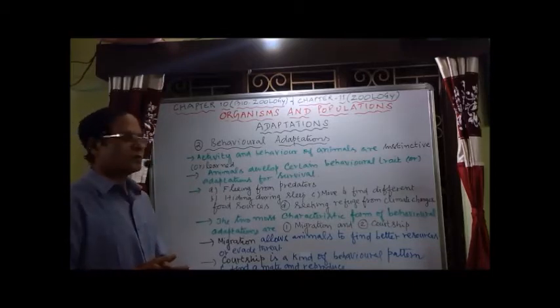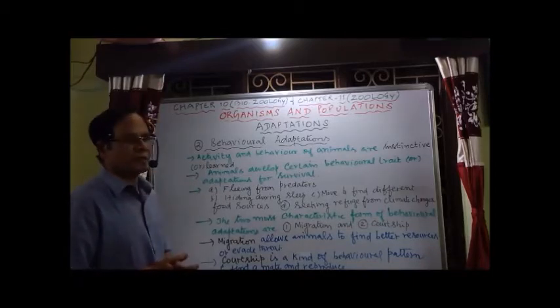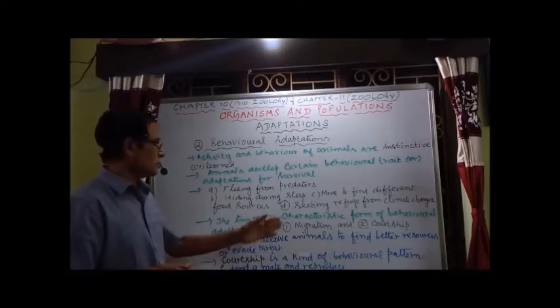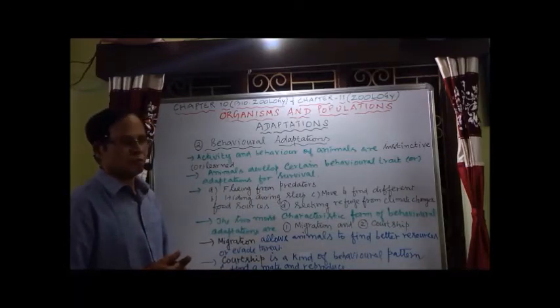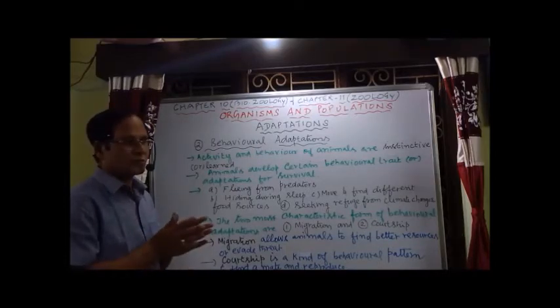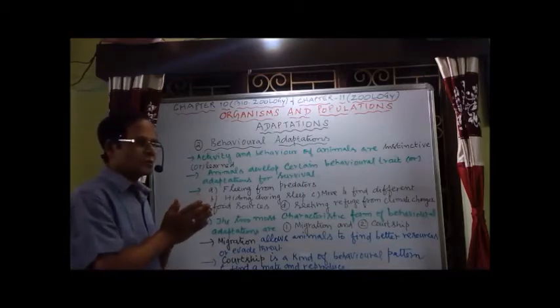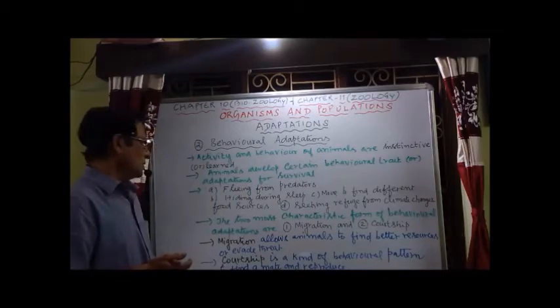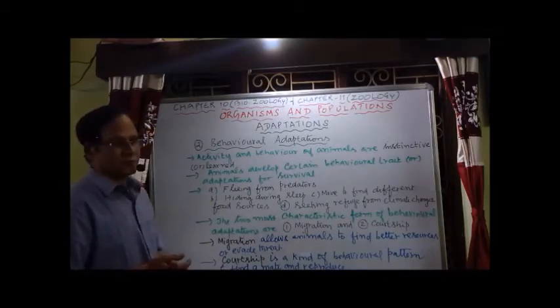Now, the two most characteristic forms of behavioral adaptations are number one, migration, and number two, courtship. If there are any extreme cold conditions, the animals move away. That's called migration. Some animals moving away is called emigration. Some animals moving into the population is called immigration. Now, migration allows animals what for?